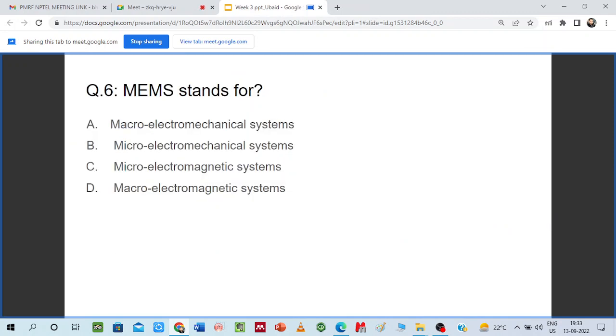So another question we will move ahead with. The next question is: MEMS stands for macro electromechanical system, micro electromechanical system, micro electromagnetic system, or micro electromagnetic macro electromagnetic. What is the answer? Yes, most of you have answered it correctly. The answer is micro electromechanical system.